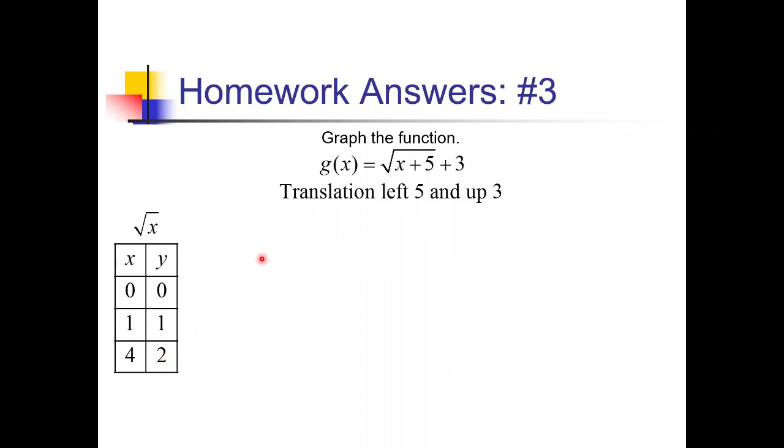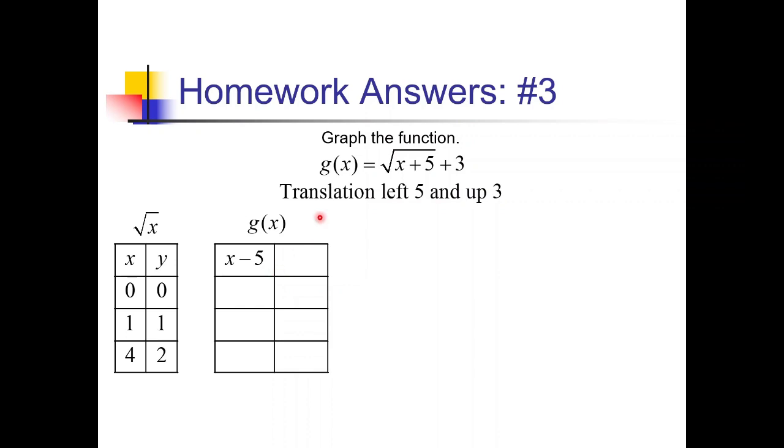And then the transformed table, the g of x table. Since we're going left 5, we can write x minus 5 for that piece. Since we're going up 3, we can write y plus 3. So let me subtract 5 from all the x values in my parent table. 0 becomes negative 5. 1 minus 5 is negative 4. 4 minus 5 is negative 1. Now I move on to adding 3 to all the y values. So 0 becomes 3. 1 plus 3 is 4. And 2 plus 3 is 5.